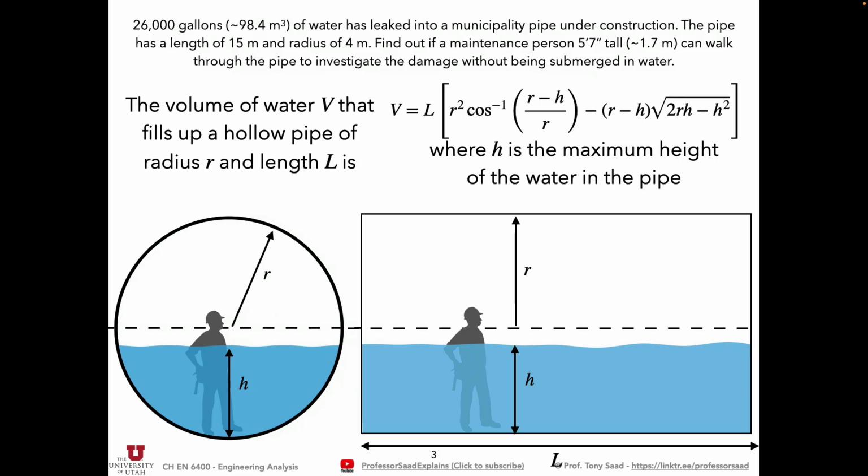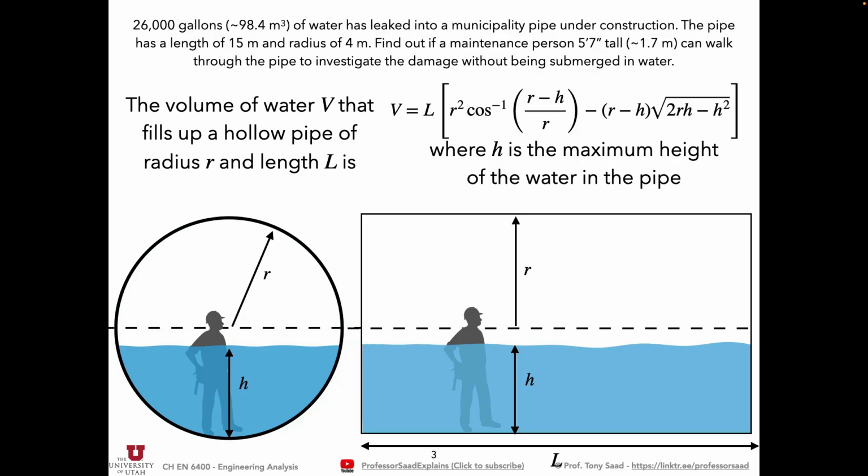And now the equation for the water. This is a fun exercise to actually derive. You spill a volume of water, how is it going to spread in a cylinder? What is the relation between the volume and the cylinder radius, and what is going to be the height, etc. But we have the formula for you. If a volume of water V fills up a hollow pipe of radius r and length L, this is the equation for that.